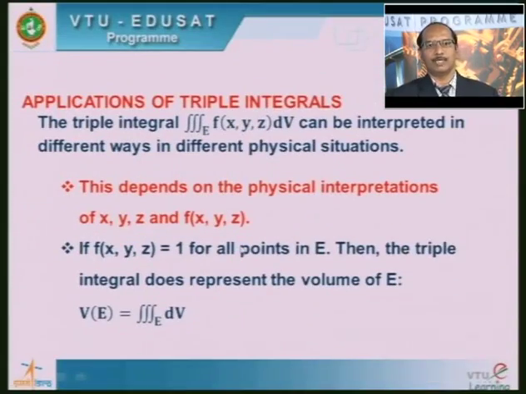Now, moving to the applications of triple integrals. This can be interpreted in different ways in different situations. This depends on the physical interpretations of the variables x, y, z and also the function f(x, y, z). Here, if f(x, y, z) is 1 for all the points in the region E, the solid region, then the triple integral represents the volume. When f(x, y, z) is 1, the triple integral of 1 dx dy dz represents the volume.